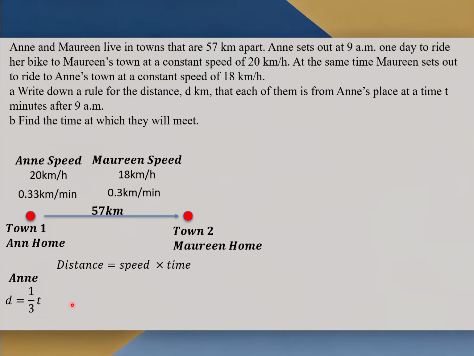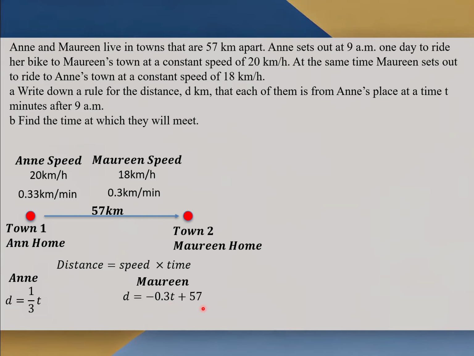If I look at Maureen, well, straight away, we're 57 kilometres away. So that will be the y-intercept. And secondly, in terms of the speed, we're getting closer. So our gradient will be negative because we're getting closer and closer to Anne's town. So that means we've got distance is equal to negative 0.3t plus 57.